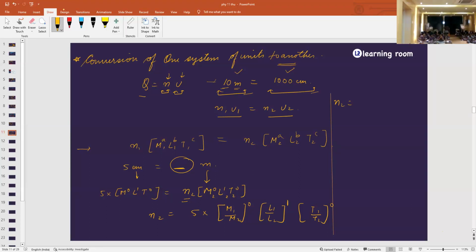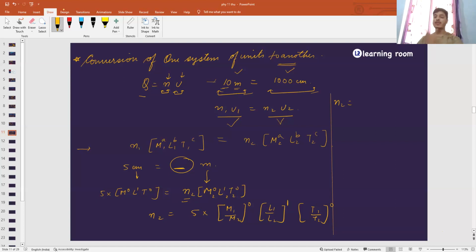Right. So any system of unit is represented by a numerical value and the units, and that should be constant if you're talking about other systems of units. For example, in one system of unit it is N1 U1, in the second system of unit it should be N2 U2, but both the values should be the same.